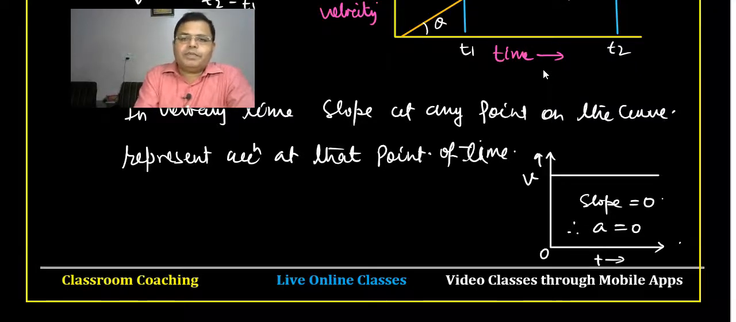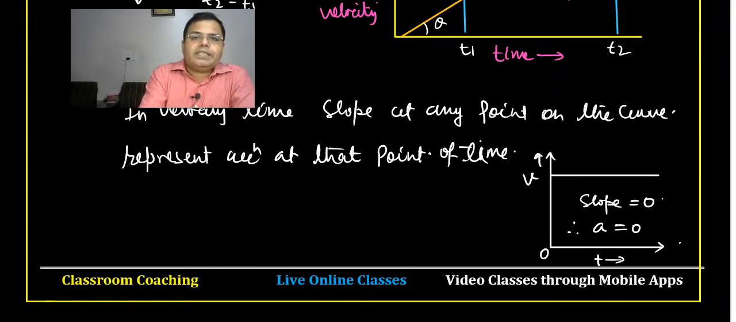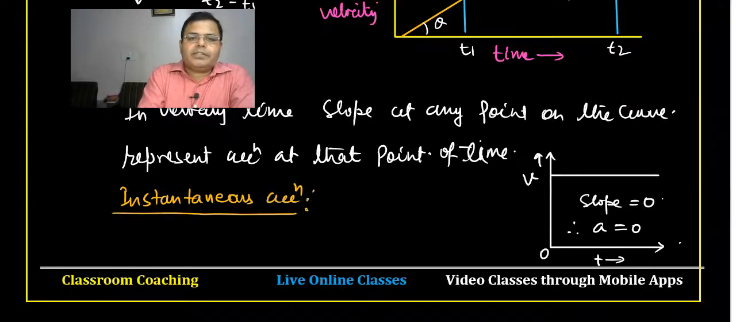If the slope is positive, then the acceleration is positive. If the slope is negative, then the acceleration is negative. Instantaneous acceleration is the same as instantaneous velocity. There is one more term to know: instantaneous acceleration.